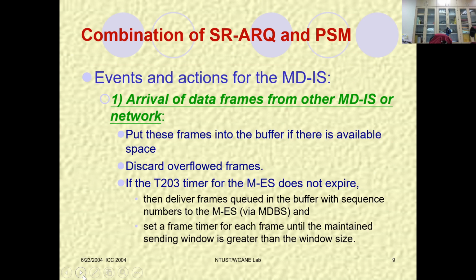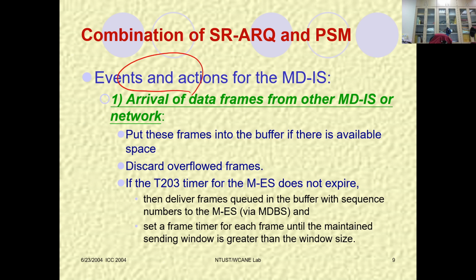Now we need to have the design of the combination of selective repeat ARQ and the previously stated PSM. Put them together, so what is the performance, and how do we have the proper design for this combination? First of all, we have events and actions for the MDIS. Because we focus on the pair MES and MDIS, we ignore any other interactions for the MDBS, the mobile data base station.